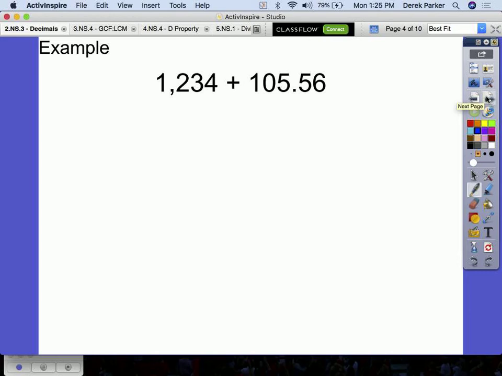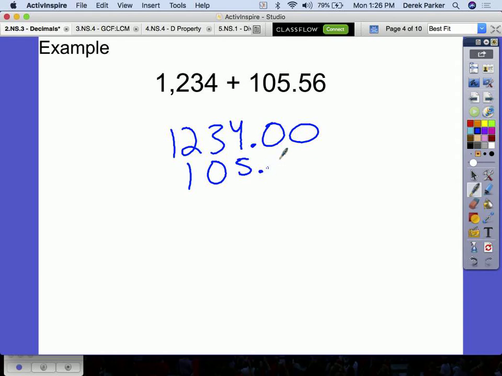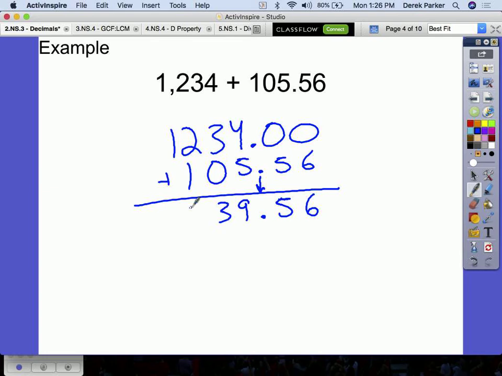My first step is to line up the decimals. As you can tell, there is not a decimal behind the 4. But if I place 2 zeros behind the decimal behind the 4, that does not change the value of 1,234. I now line up my decimals, and I add the two numbers together. 6, 5. Bring the decimal straight down. 9, 3, 3, 1. So the sum of these two numbers is 1,339 and 56 hundredths.